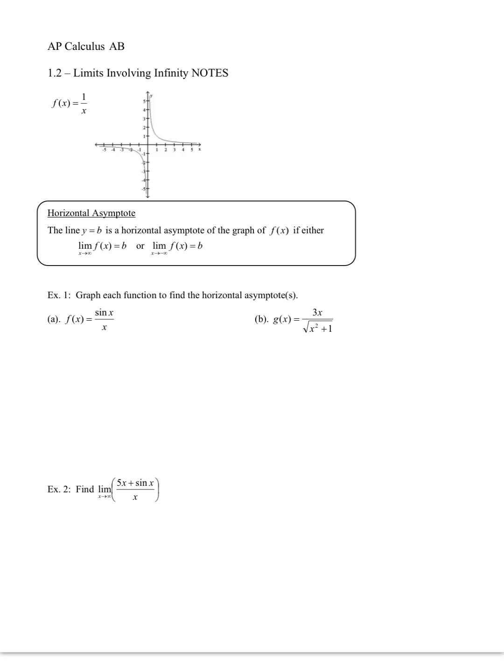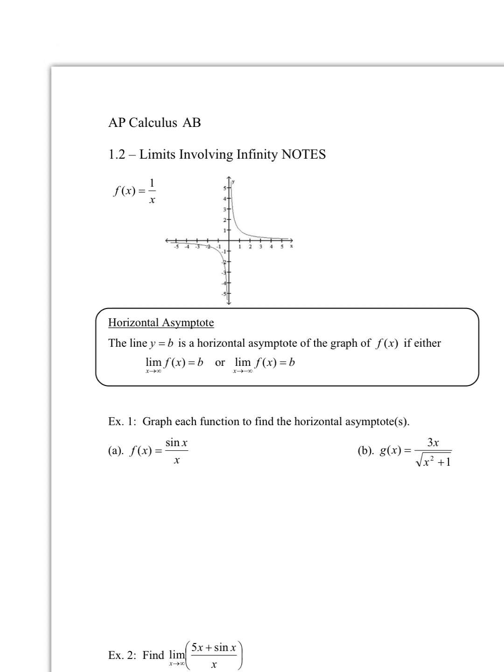Okay, so this is 1.2a. Up at the top of this page, you can see that I have a graph. This is the function 1 over x. It has two separate asymptotes. It has a vertical asymptote at x equals 0, and it has a horizontal asymptote at y equals 0.